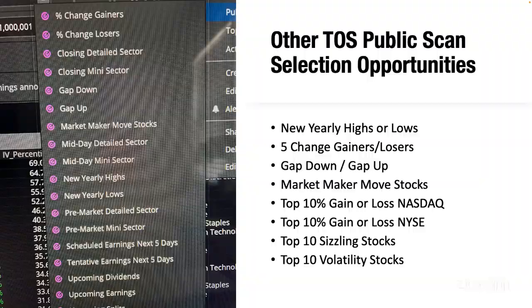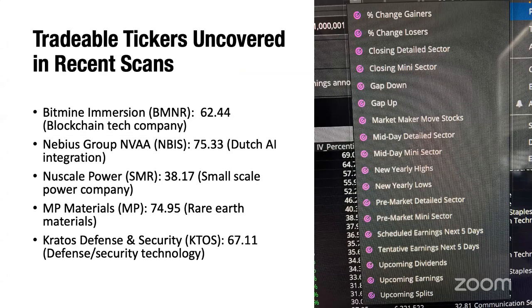There's also, well, here are some of the stocks that I uncovered recently. This is a scan I did yesterday on some companies using the criteria I put in. I think it was the percentage change gainers, and it came up with some of these stocks: a Bitcoin miner, a Bitcoin block technology company, BMNR, Nebius Group, which is a Dutch AI integration company, NuScale, a small power company, SMR, MP Materials, a rare earth material miner, Kratos Defense and Security.